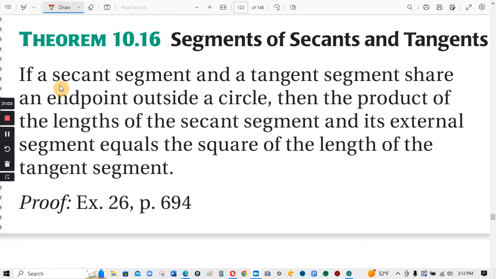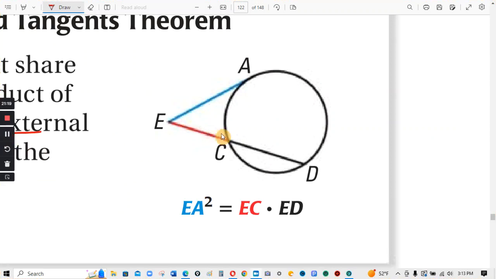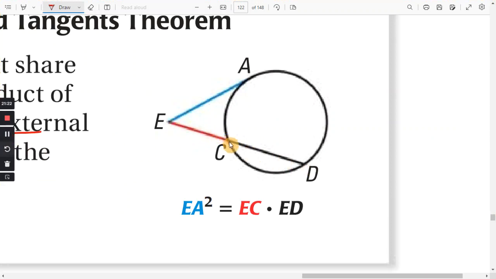If a secant segment and a tangent segment share an endpoint outside a circle, the product of the lengths of the secant segment and its external segment equals the square of the length of the tangent segment. This one here is the secant; see, it hits the circle twice. So it's the same setup almost as last time. We have the external, that's EC, times the whole thing, which is ED, and that equals the tangent segment times itself. So it's basically EA times EA, or EA squared.